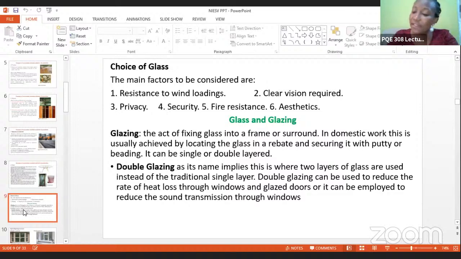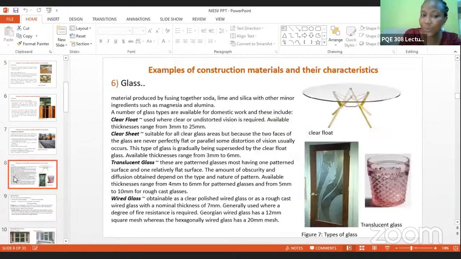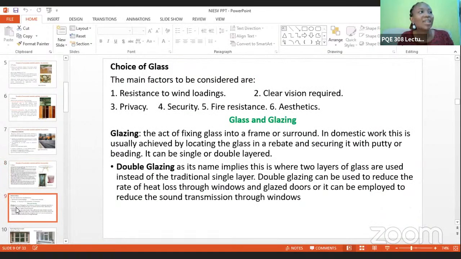Now, there's a difference between glass and glazing. Don't forget, we said glass are materials produced. You should be able to note the difference if I ask, what is the difference between glass and glazing? Glass are materials produced by fusing together soda, lime, silica, and other minor ingredients, while glazing is the act of fixing the glass into a frame or surrounding.